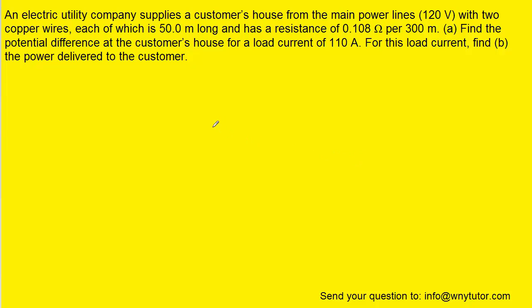What we want to do first is figure out the total length of wire being used in the question. Now, the question notes that there were 2 copper wires and they are each 50 meters long. So indeed, the total length would simply be 2 multiplied by the individual lengths. So we can see that that length is going to turn out to be 100 meters.